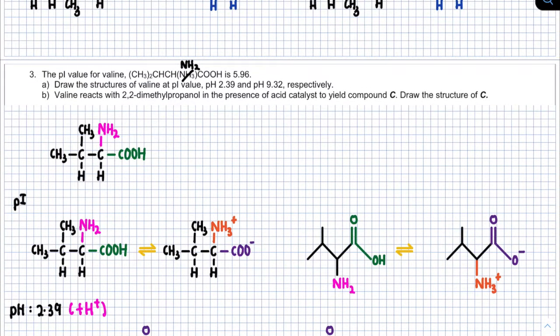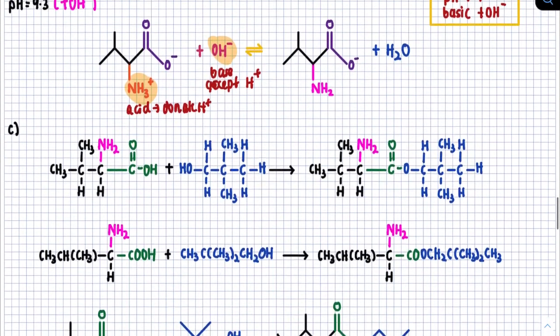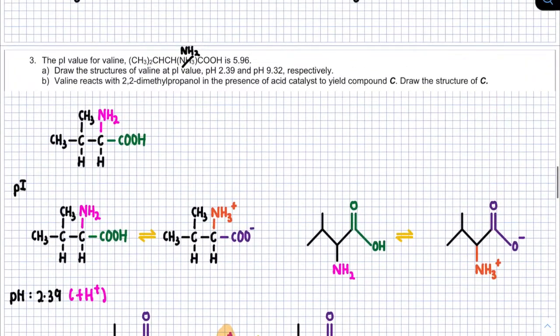Next question is, valine reacts with 2,2-dimethyl-propanol. Masih lagi our amino acid react with our alcohol in the presence of acid catalyst to yield compound C. Draw the structure of C. Sama juga, we will undergo esterification. Macam sebelum ni, it's just that esterification, kita akan remove H dengan OH. Tapi dalam case ni, dia bagi dekat kita, the structure is 2,2-dimethyl-propanol.